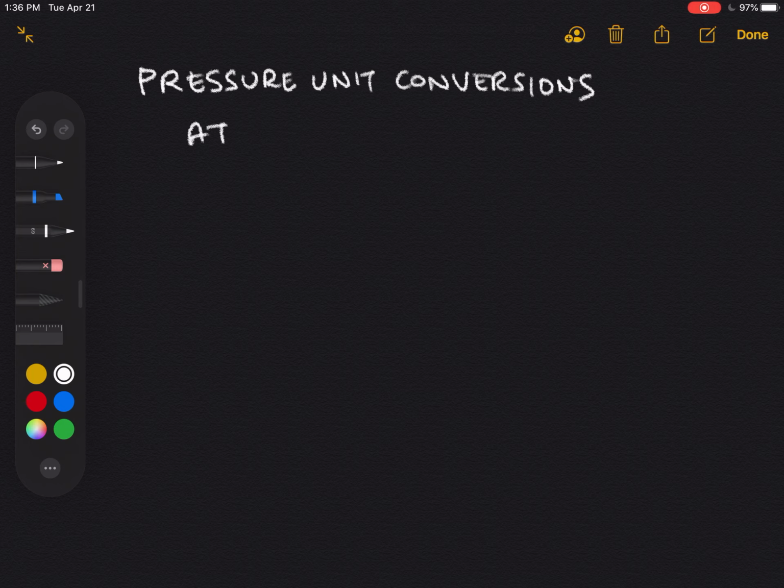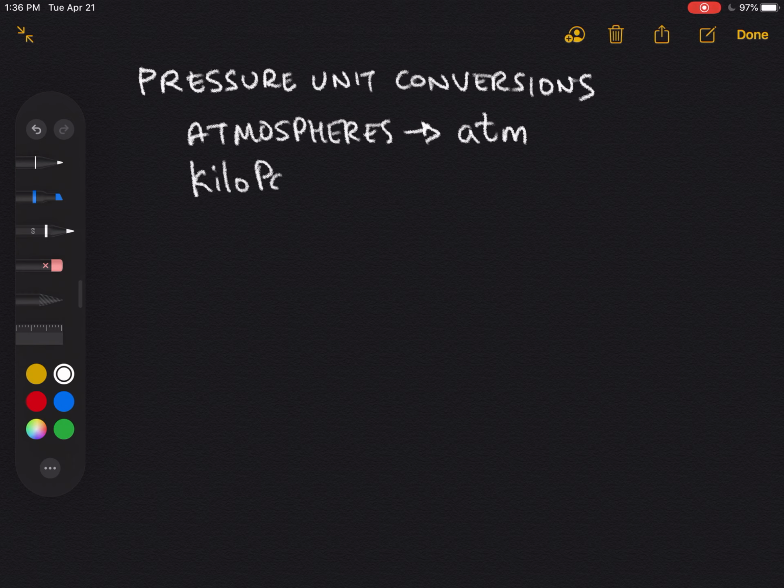atmospheres. That's abbreviated ATM, that's the unit. We have kilopascals, and we abbreviate that kPa, and it's a capital P there.